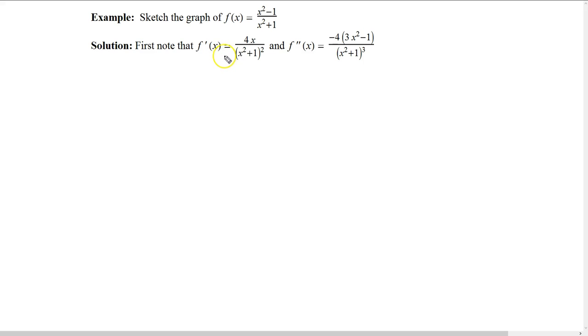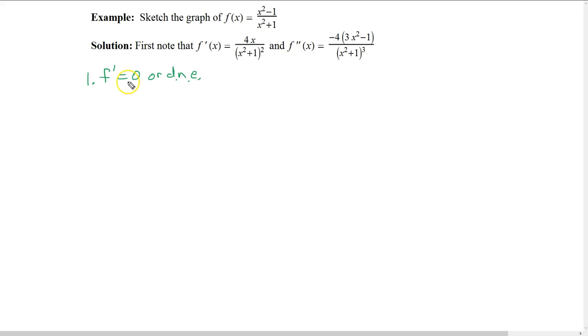Now, we're given what the first and second derivatives are here for this function. You should verify these derivatives by hand using the quotient rule to differentiate f and differentiating f prime to get f double prime. Now, to sketch the graph, we first have to find where the function is increasing and decreasing. So we have to find where the first derivative is positive and negative. So to do that, we need to find where it's equal to 0 or it does not exist.